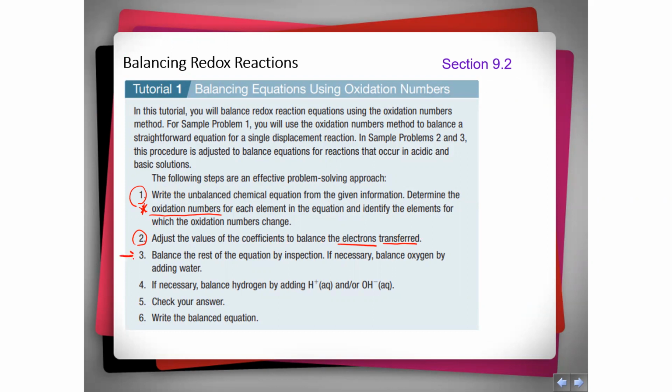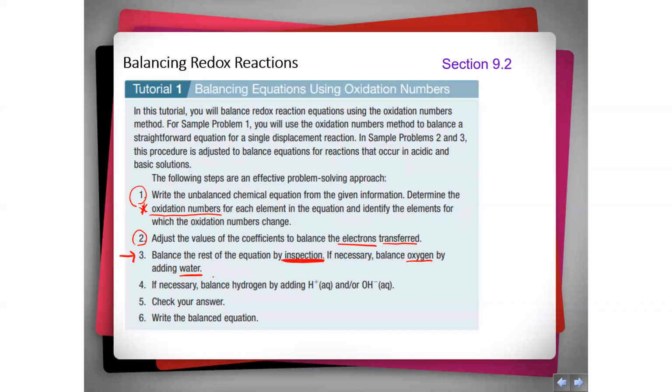We're going to then, this is an important step, have a look and make sure that all the other atoms are balanced. Sometimes you might have to just put a 2 in and double something to make it balance, especially if it's not involved in the electron transfer. Then you may find that you have more oxygens on one side than the other. So if you do have that, once everything is done, if you have oxygens that are not balanced, I want you to add water to the side that needs more oxygens.